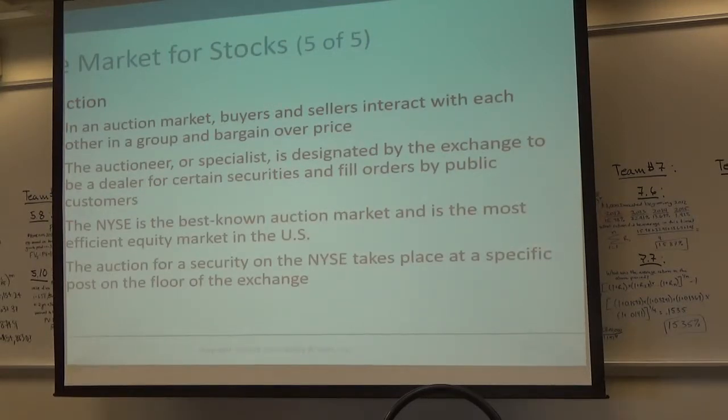Auction. In an auction market, buyers and sellers interact with each other in a group and bargain over price. The auctioneer or specialist is designated by the exchange to be a dealer for certain securities and fill orders by public customers. The NYSE is the best known auction market, and it is the most efficient equity market in the US. The auction for a security on the NYSE takes place at a specific post on the floor of the exchange.